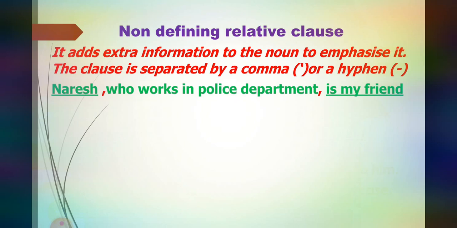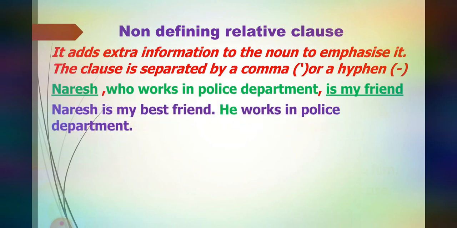So like that, when it gives extra information, not to define the noun, it is called non-defining relative clause. Defining, in the name itself you have the meaning. Define. If it defines the noun, defining clause. If it only adds extra information instead of defining, it is called non-defining relative clause. Here you can see Naresh is my best friend. He works in police department. Two sentences are combined like this, above sentence.